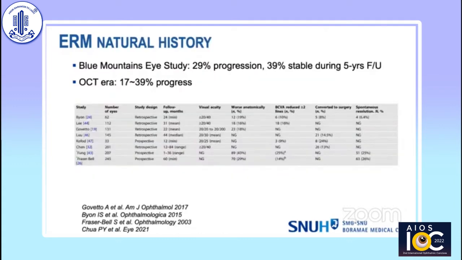The natural history of ERM has also been studied, with the Blue Mountains Eye Study showing ERM progression in 29%, stable in 39% during 5 years of follow-up using color fundus photographs. In the era of OCT, about 17 to 39% have been reported to show progression. This table shows a summary of the natural course of ERM. The majority demonstrate relatively good visual acuity of over 20/40, and 16 to up to 43% worsened anatomically. 8 to 24% of patients were converted to surgery with spontaneous resolution in 6 to 26%.